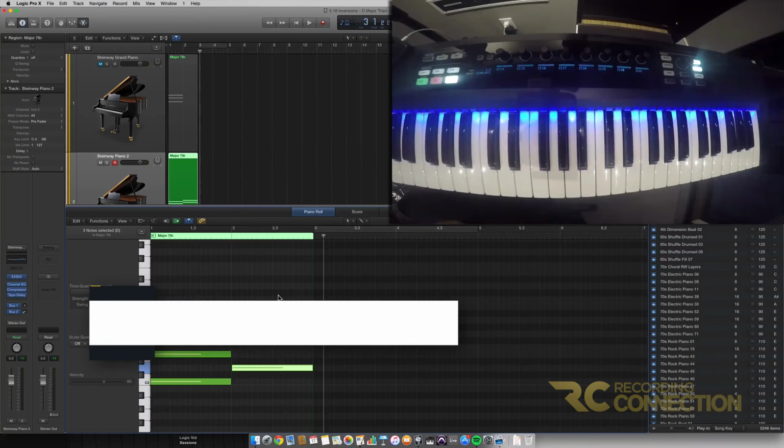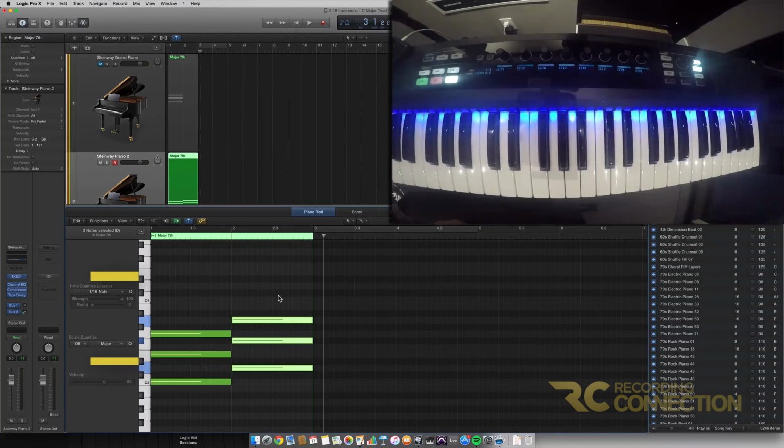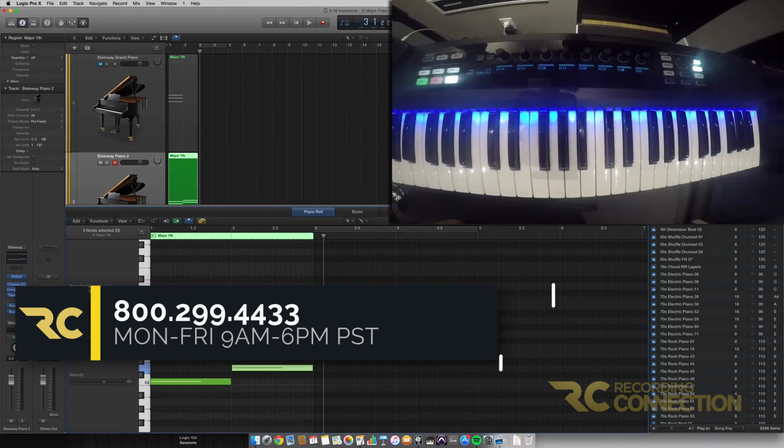If this is a little difficult to grasp, don't worry. It is a rather strange concept, but feel free to reach out to me if you have any questions. I'd be happy to help you out. Stay tuned for the next lesson on seventh chord inversions.